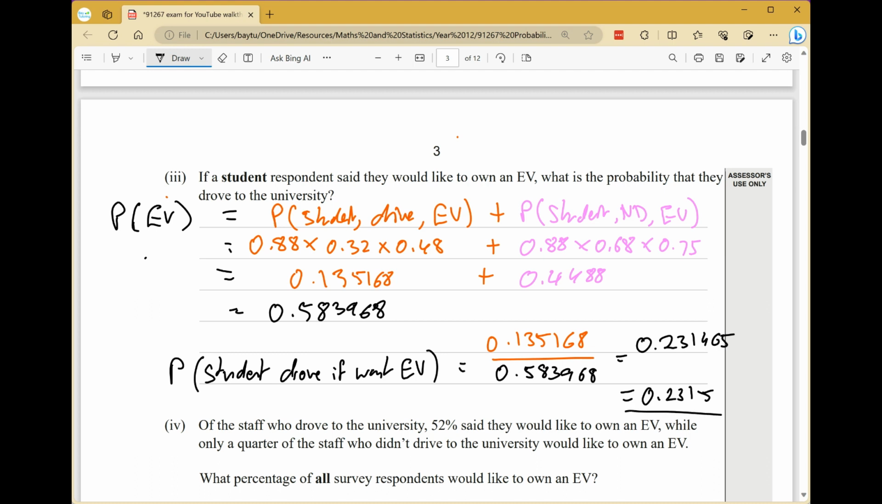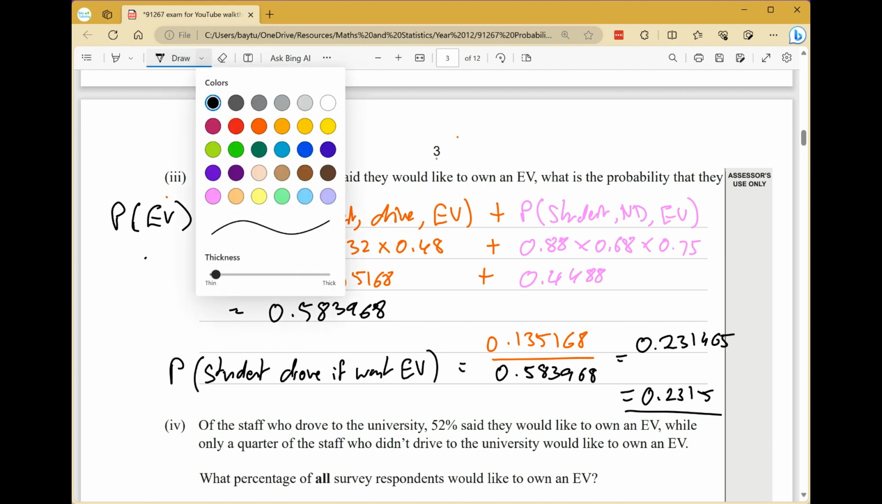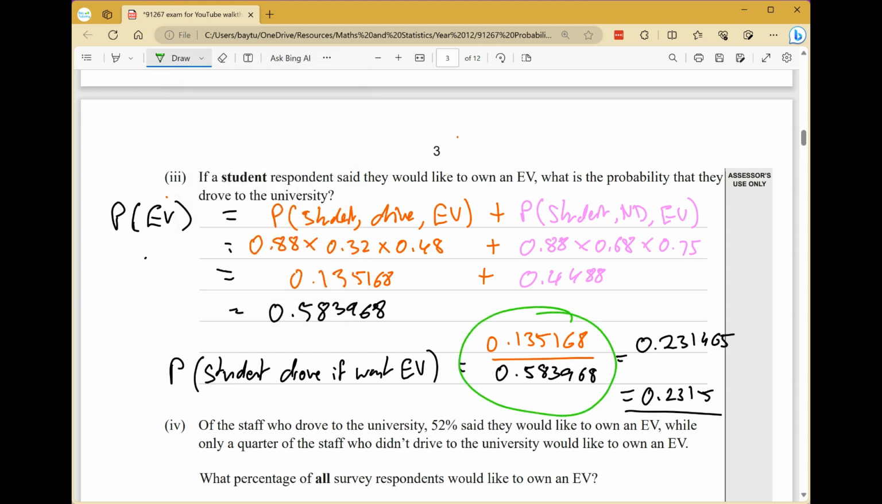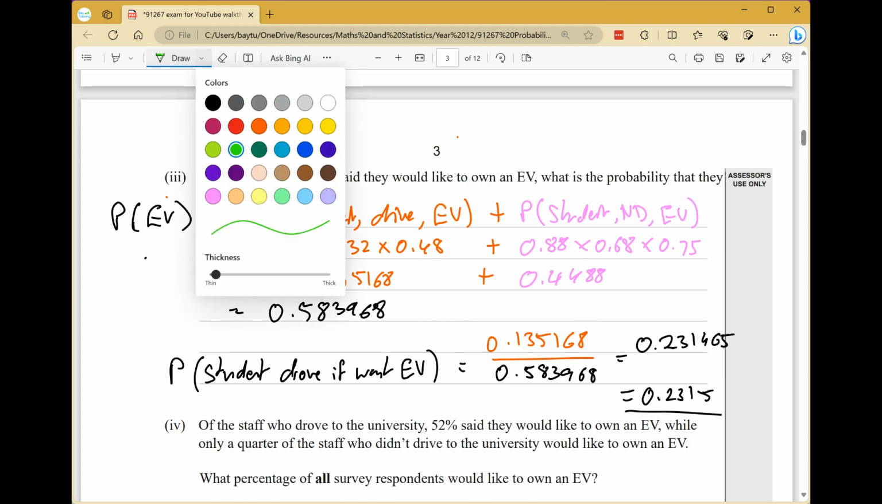So this is a merit question. For achieved, you have got to calculate either the numerator or denominator correctly. So if we're looking at this fraction down here, either the orange or the black probabilities have to be calculated. And then for merit, arriving at the final answer.